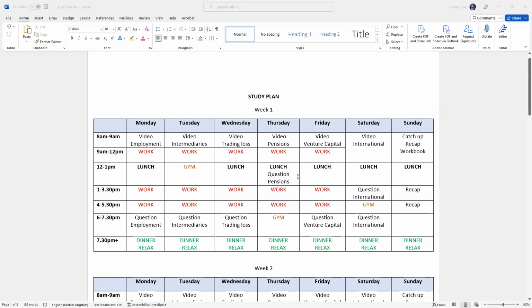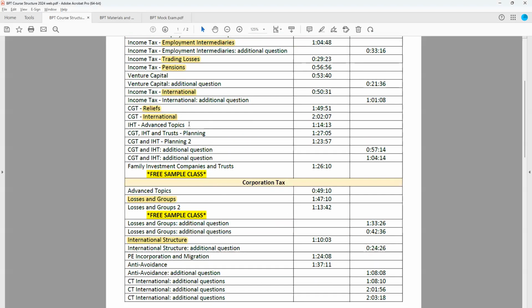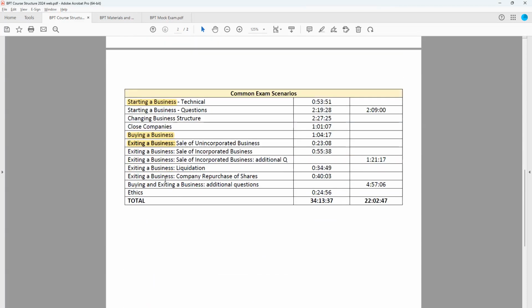But like I said, if you're also sitting other exams, you'll need to allocate time in for those as well. There probably wouldn't be too much overlap with the other exams unless, of course, you are sitting TC. So then I would keep breaking it down into individual topics and just go through and master them all one by one. So then move on through all the CGT, IHT topics, and then the corporation tax, and then the common exam scenarios, which draw on the technical content from the earlier parts, but in a specific scenario, a specific kind of commercial or typical scenario that comes up regularly in the exam and, of course, in real life.